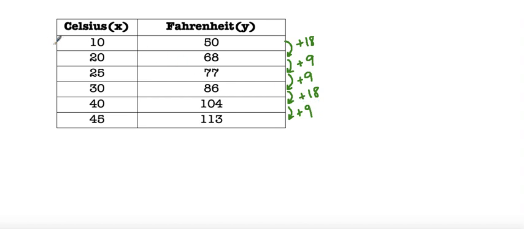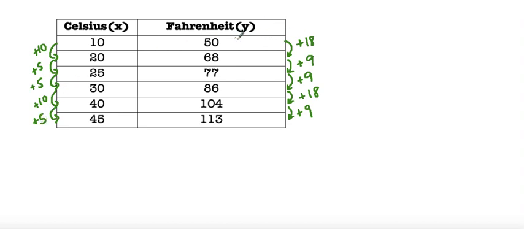So let's see how much our Celsius increases by. So from 10 to 20, our temperature increases by 10 degrees. And from 20 to 25, it increases by 5. From 25 to 30, it increases by another 5. From 30 to 40, increases by 10. From 40 to 45, it increases by 5.